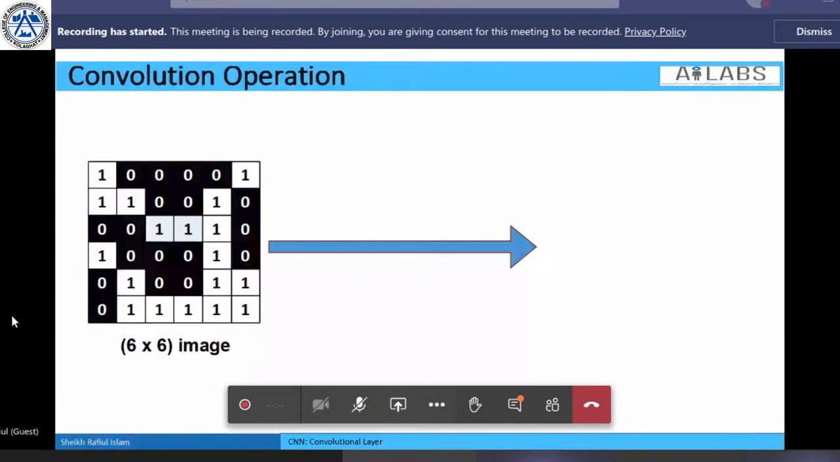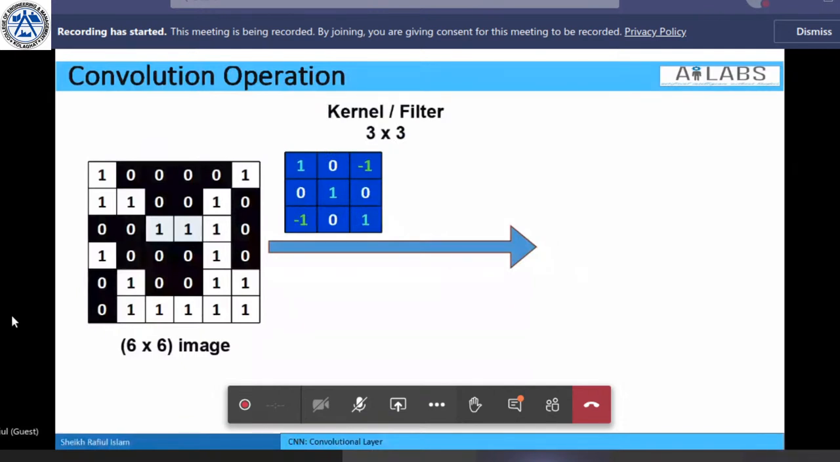For example, say we have a 6x6 image, nothing but 6 rows and 6 columns. If you notice, this image is basically a binary one, so you can consider it a two-dimensional matrix. Now, in the convolution operation, we have a kernel. A kernel can have any dimension or shape, but mostly we use a square shape. It can be 3x3, 5x5, mostly odd numbers like 3x3, 5x5, or 7x7.